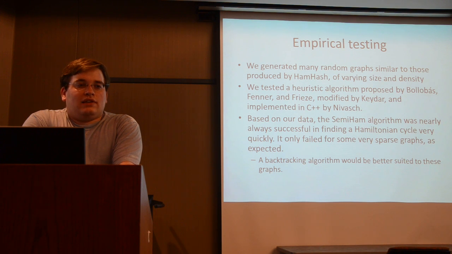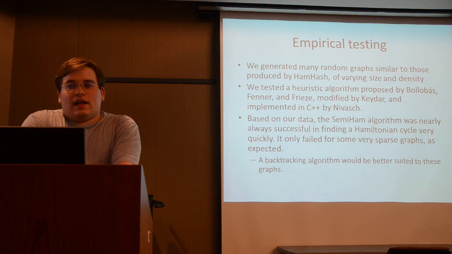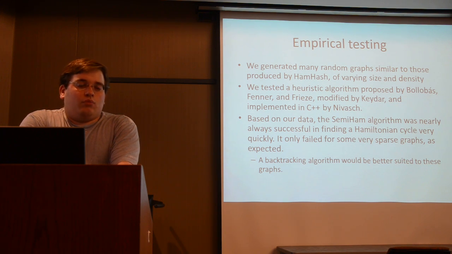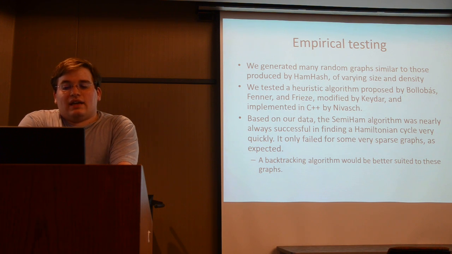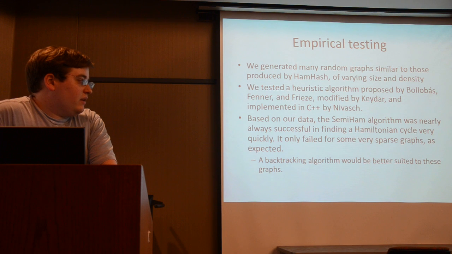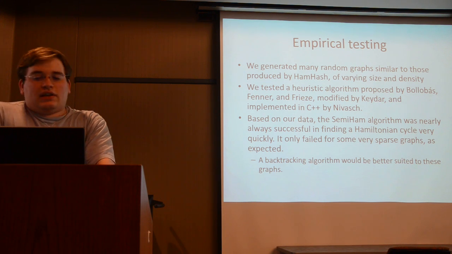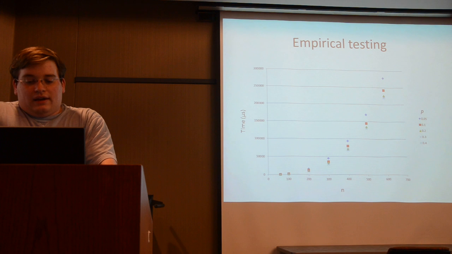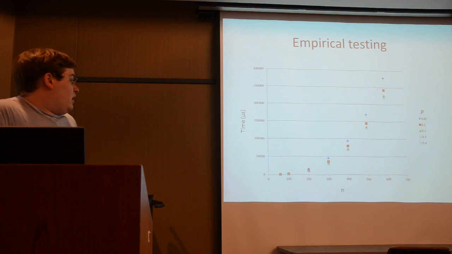And even in those cases, if it's sparse enough that the heuristic algorithm fails, then you could just use a regular deterministic backtracking algorithm, and it would work fast enough that you could find a solution in that case. So for just about any size or density of graph, you can find a Hamiltonian cycle quickly enough. And so here's a look at our data.